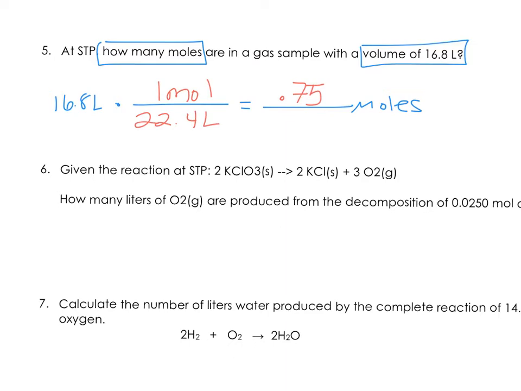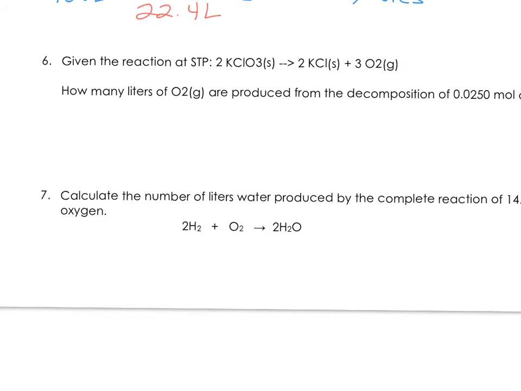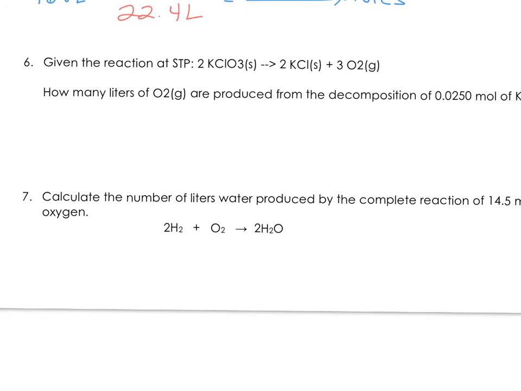Alrighty, if you follow me down, you're going to see that for questions 6 and 7, this process gets just a little bit more complex. What I've done is I've given you a reaction. This is actually a decomposition reaction, just to throw a little review in there. And it's balanced already. So I've got a 2, a 2, and a 3 already in my balanced equation.